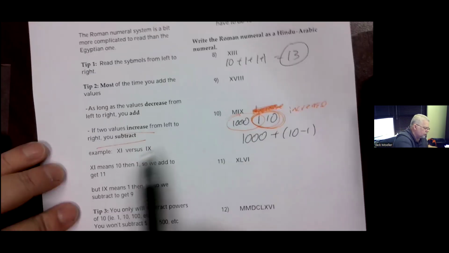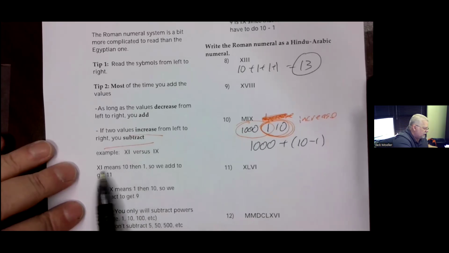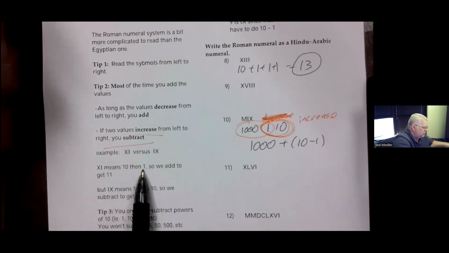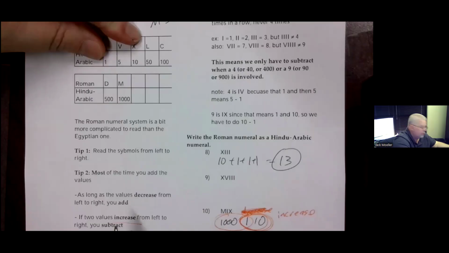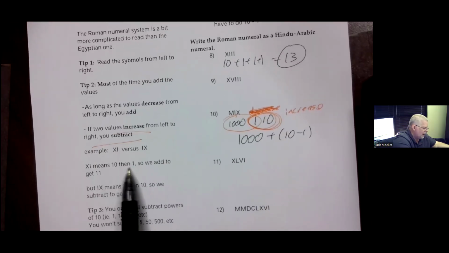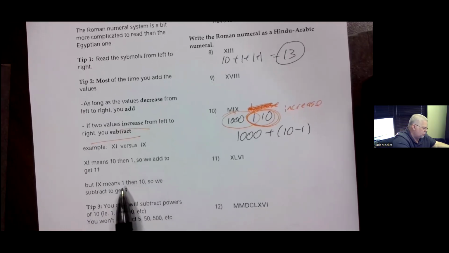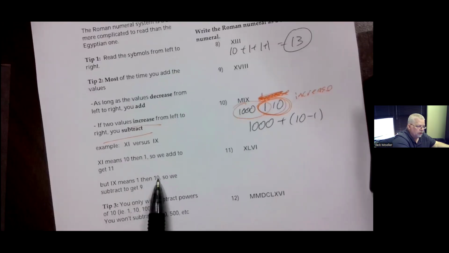So here's a little bit shorter example. If we have XI, XI means a 10, then a 1 from our chart up here. Since it goes from 10 to 1, that's decreasing, so we're adding those to get 11. But if you do IX, that means you start with 1 and go to a 10. Those are increasing, and if you're increasing, that's when you subtract. 10 minus 1 gives us 9.